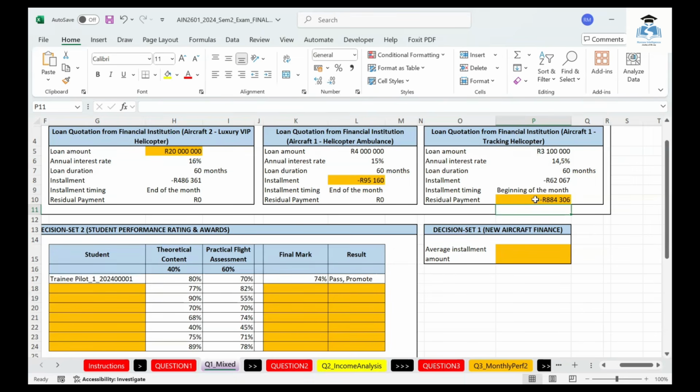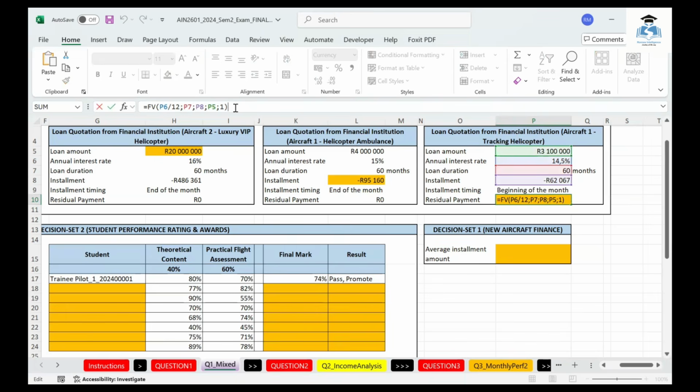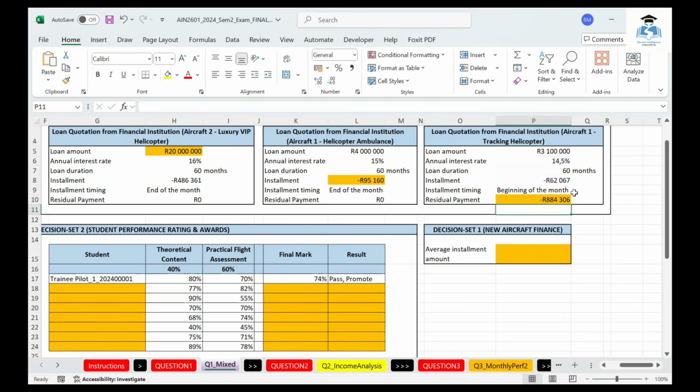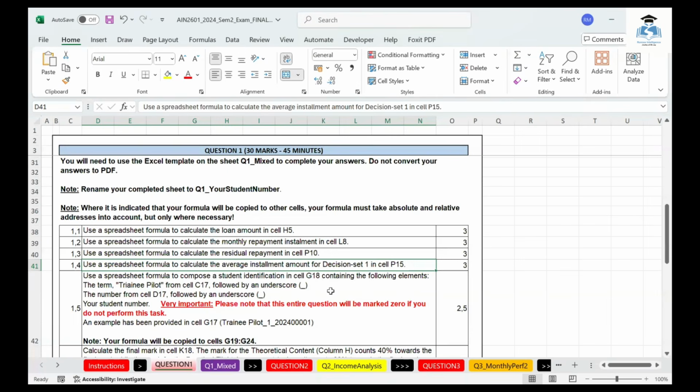Why is it giving us a negative? But actually this is the formula. I don't know if it's reading that this one is a negative. But since this one is a negative, then it's supposed to give us this one as a positive. All right, let's go on to the next.